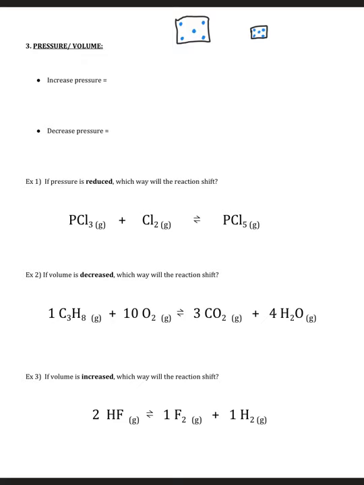And this lesson is focused on the third and final factor, or stress, that can be placed on a reaction at equilibrium, and that is pressure/volume, and both are going to be kind of the same concept. Now, first thing, let's talk about what pressure and volume is. Again, you should know this, dating all the way back to our gas laws, but pressure is how many collisions the particles have with the sides of its container, and volume is the amount of space something occupies.